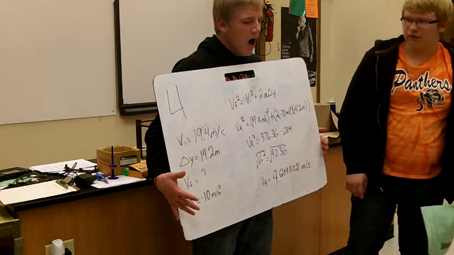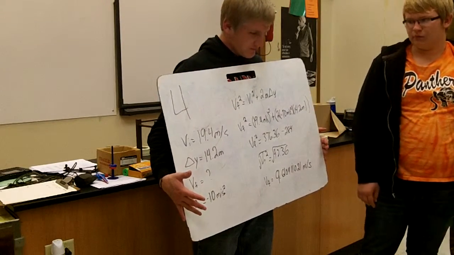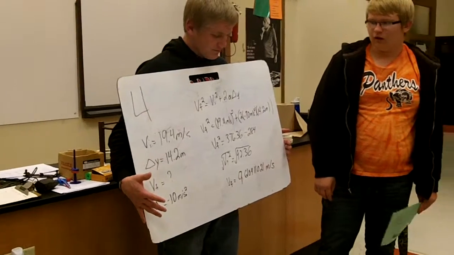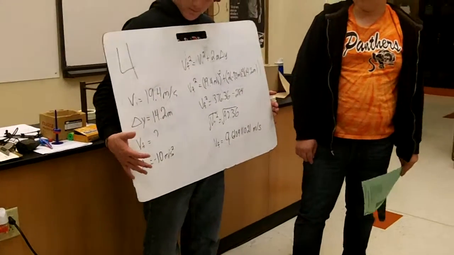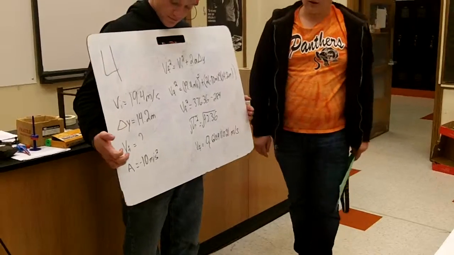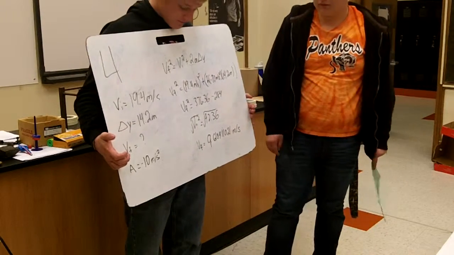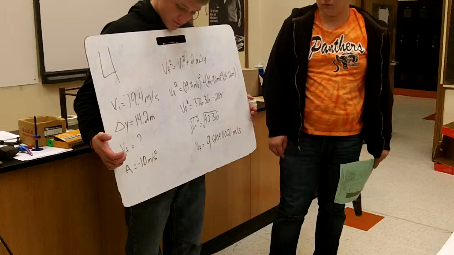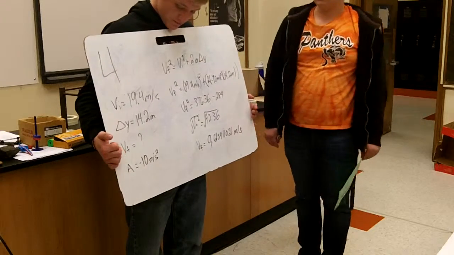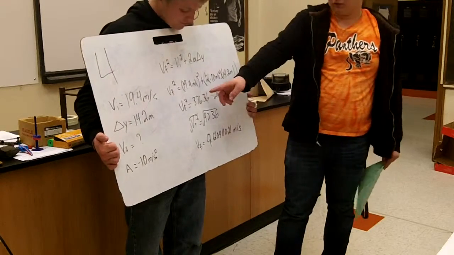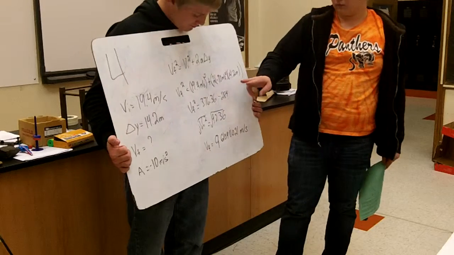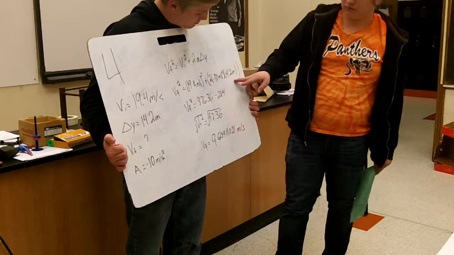So we wrote our knowns. Our initial velocity was 19.4 meters per second. The displacement was 14.2 meters, and the acceleration was negative 10 meters per second squared. And we're looking for final velocity. So we used equation number 4. We plugged in our initial velocity, acceleration, and displacement.